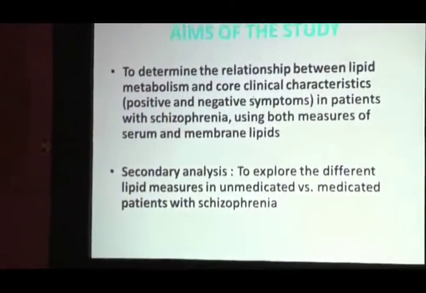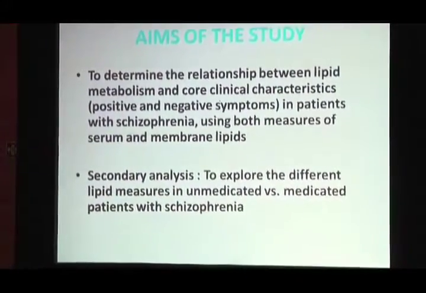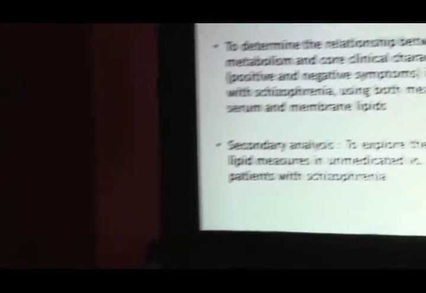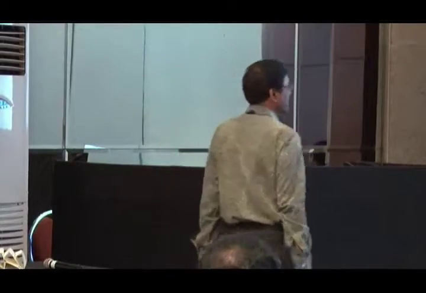To determine the relation, this is the aim of the study: to determine the relationship between lipid metabolism and core clinical characteristics in patients with schizophrenia using both measures of serum and membrane lipids. It's not only serum lipids, membrane lipids also. And a secondary analysis to explore the different lipid measures in unmedicated versus medicated patients with schizophrenia, in order to see the effect of the medications on the serum and membrane lipids and the relationship with the severity of symptoms. Okay? Now this is how you have to jot down and see what you are reading.